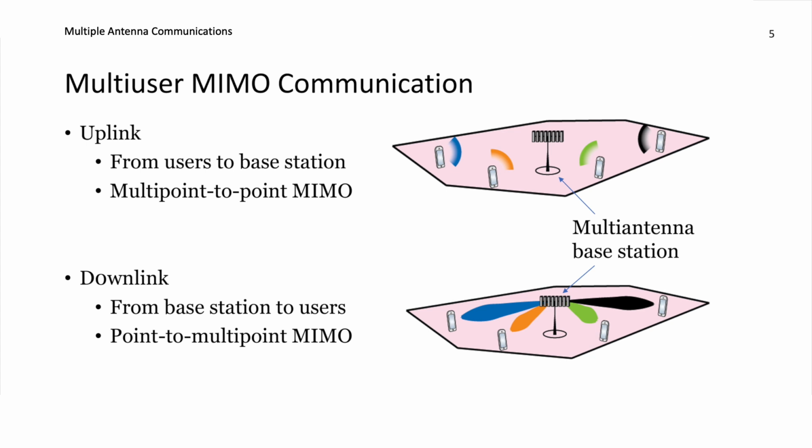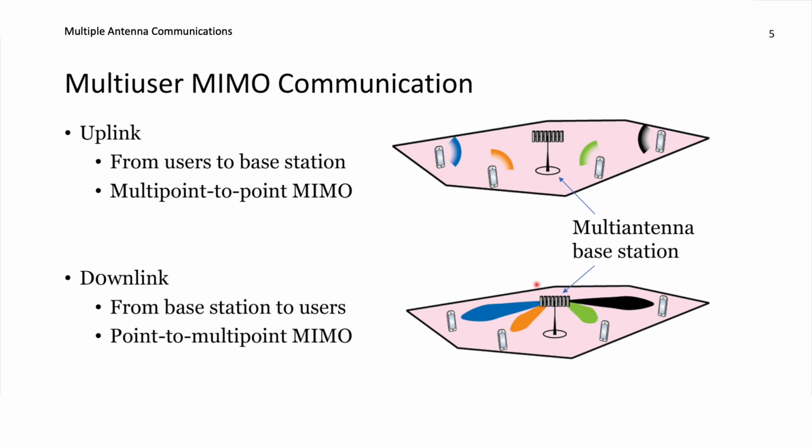So in this case, we have multiple antennas at a base station, but instead of having multiple antennas in each device, we have multiple devices instead. And we have 2 scenarios, the uplink and the downlink. In the uplink, the users are transmitting to the base station, so this is a multiple point-to-point MIMO setup. The multiple points are the users, and the 1 point here is the receiving base station. Then we have the downlink, and this is going from the base station to the users. So this is a point-to-multipoint MIMO setup.